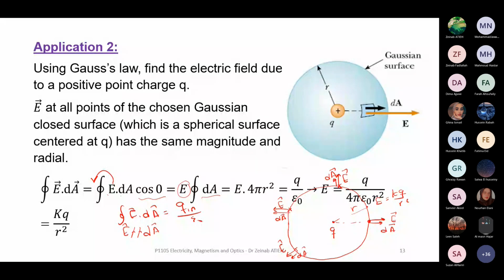So in the end I get E times 4 pi r square equals Q over epsilon 0. Divide by 4 pi r square, and you will get Q over 4 pi epsilon 0 r squared. So it is KQ over r square. So we get the same answer as we already found using Coulomb's method. Coulomb did not calculate it, he just found it. Okay, does anyone have a question concerning the slide?